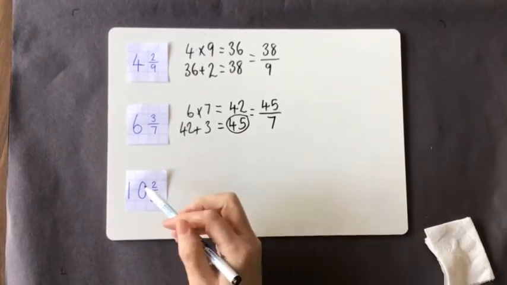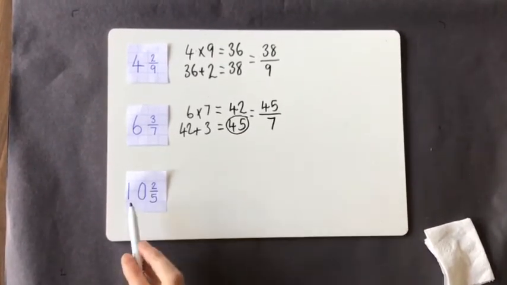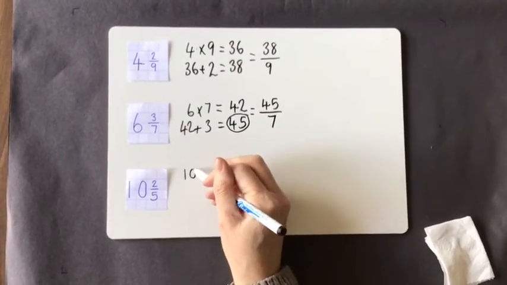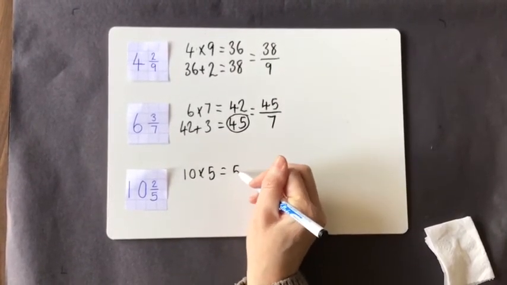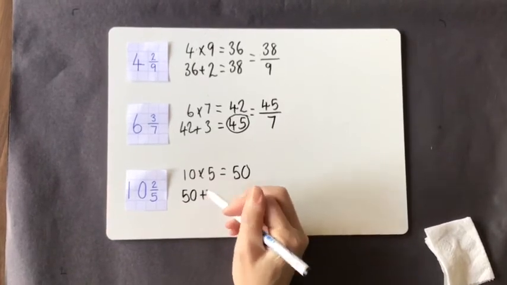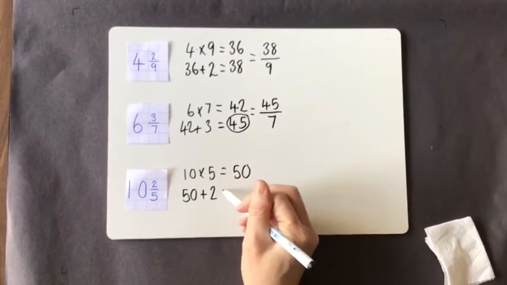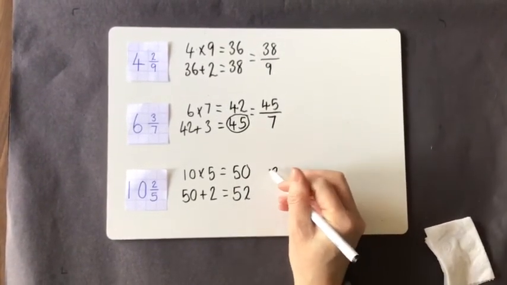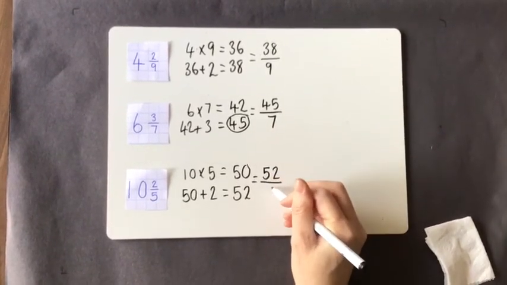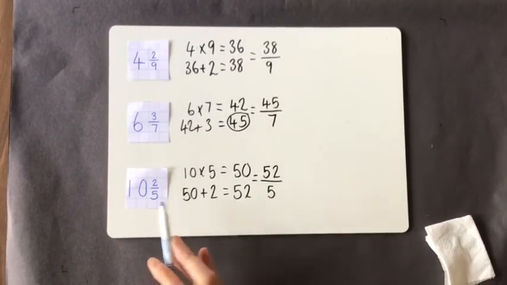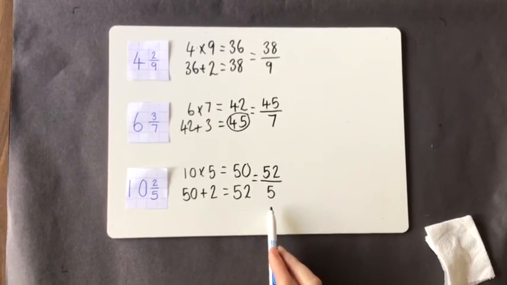Our final one, 10 and 2 fifths. This time we've got a whole number of 10. It is a 2-digit number, but we don't do anything any differently. We do 10 times 5. 10 times 5 would equal 50. And then we use that 50 and we add it to the numerator, which is 2. We end up with 52. We use that as our numerator now. And we end up with 52 fifths. 10 and 2 fifths as an improper fraction is 52 fifths.